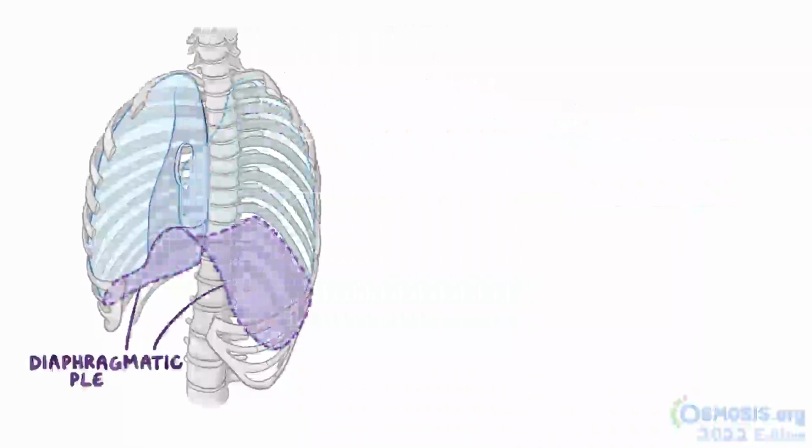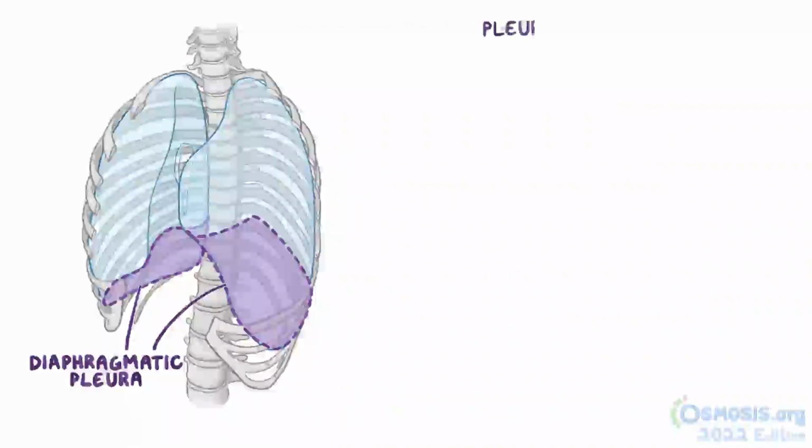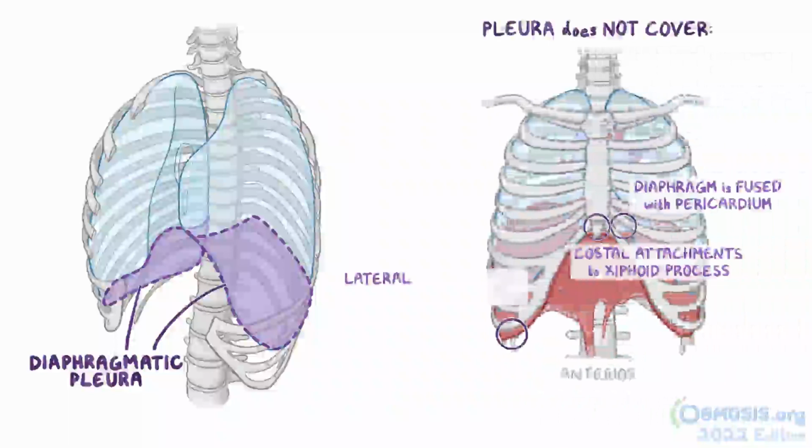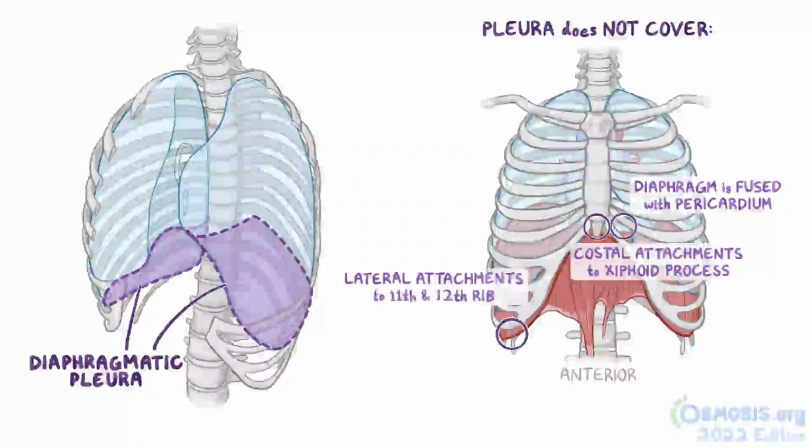The diaphragmatic pleura covers the superior surface of the diaphragm on each side of the mediastinum, minus where the diaphragm is fused with the pericardium, and minus the diaphragm's costal attachments to the xiphoid process anteriorly, and to the 11th and 12th rib laterally.